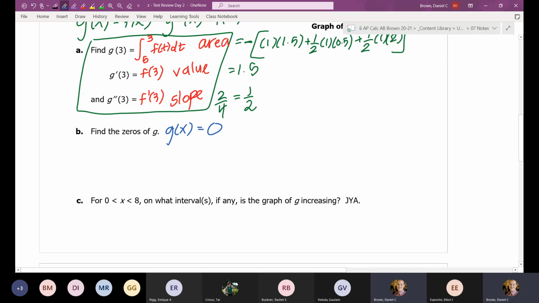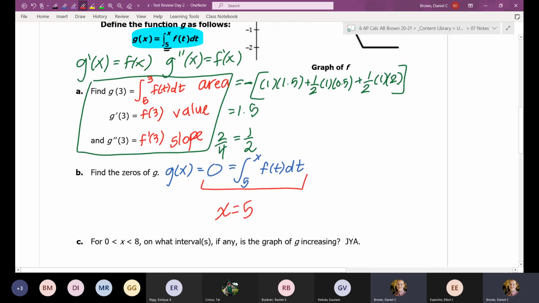We don't know what g of x is, but we know what g of x is equal to. What is g of x equal to? It's equal to that integral from 5 to x of f of t dt. So basically what we're looking for, the zeros of g, is when that integral would be equal to 0. Without even scrolling back up to look at the graph, there is one easy x value to find. What easy x value is going to give us an integral that's equal to 0? 5. You start at 5 and end at 5. You have no area, so you know that the integral would be equal to 0 there.